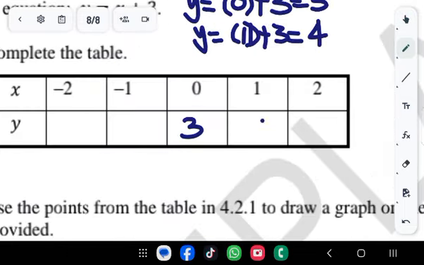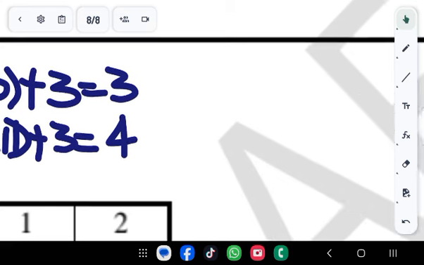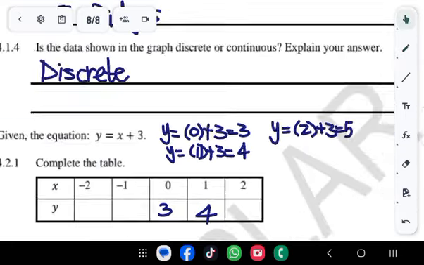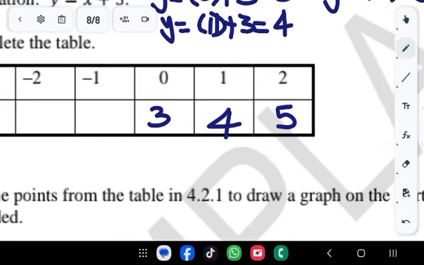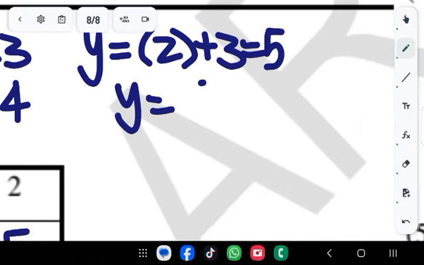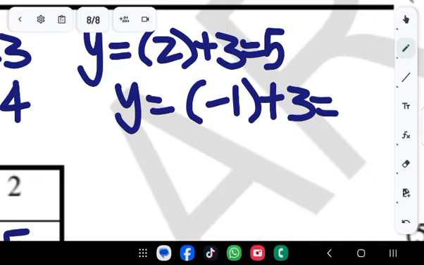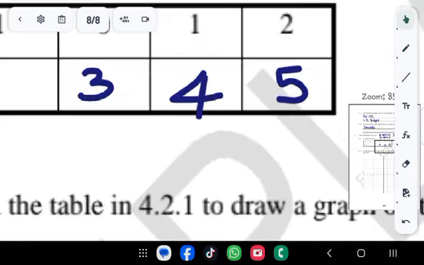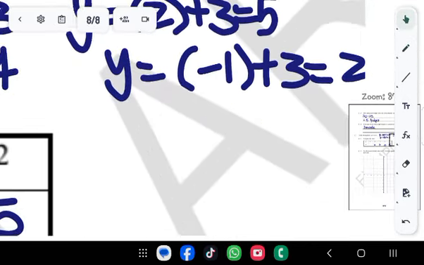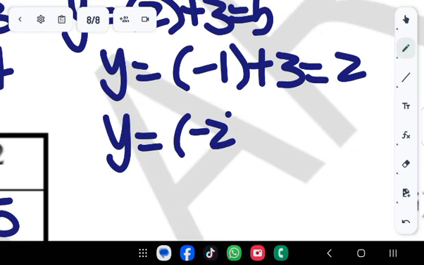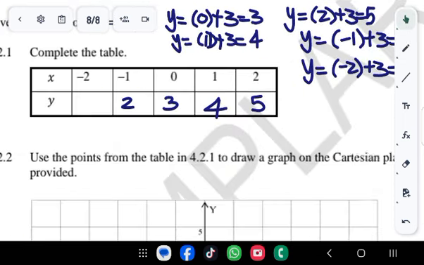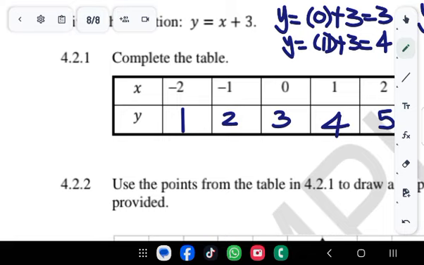Next, when x equals 2, y equals 2 plus 3, which is 5. Next, when x equals negative 1, we've got y equals negative 1 plus 3, that is 3 minus 1, which gives us 2. And when x equals negative 2, y equals negative 2 plus 3, that is 3 minus 2, and that is equal to 1. That's what we have there.